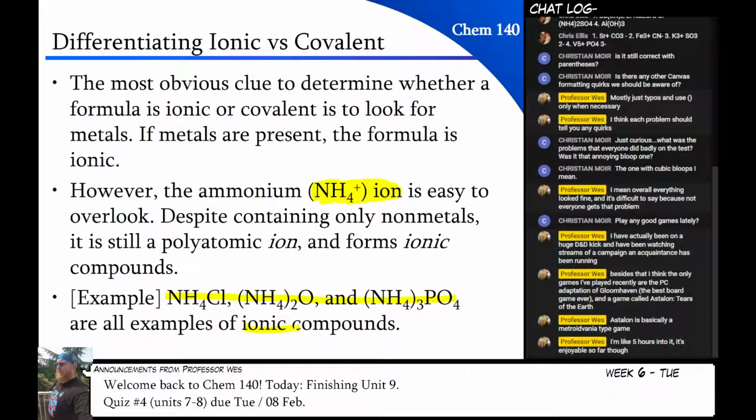Now, as you get further and further in chemistry, the metal-nonmetal distinction for ionic compounds and covalent compounds is going to kind of fade away. We're going to trade it out for a property called electronegativity, which we'll talk about in 161. But for now, this is good enough. Look for a metal or ammonium. If you see that, it's an ionic compound for our purposes. That'll be good enough.